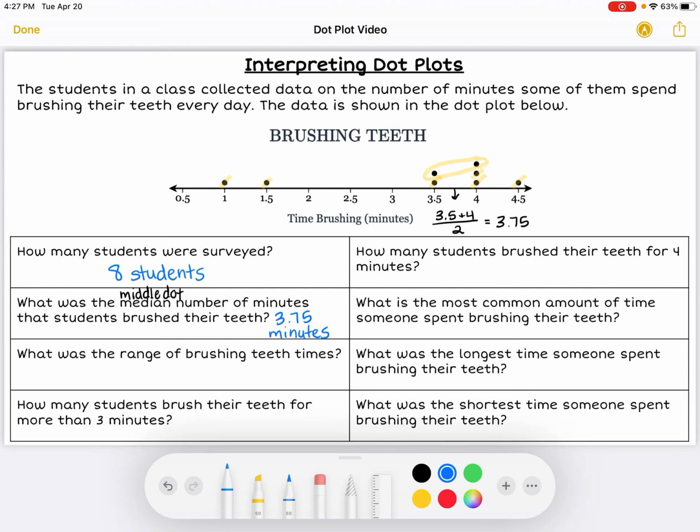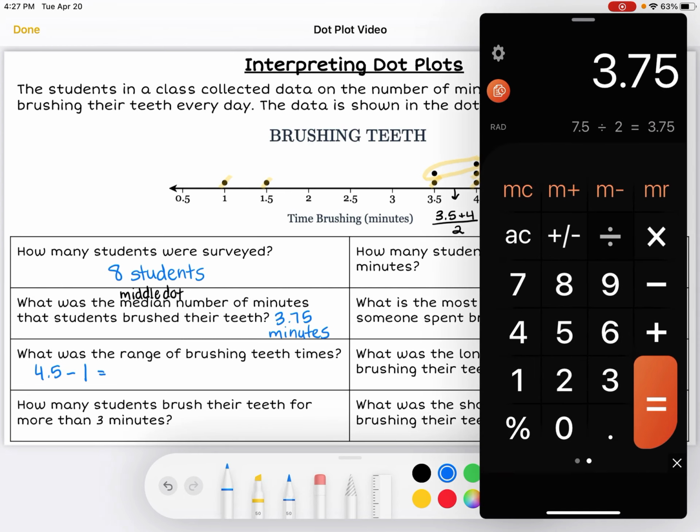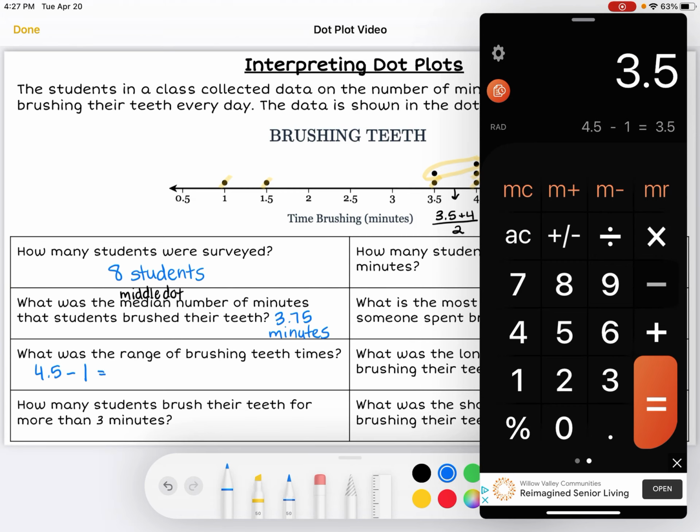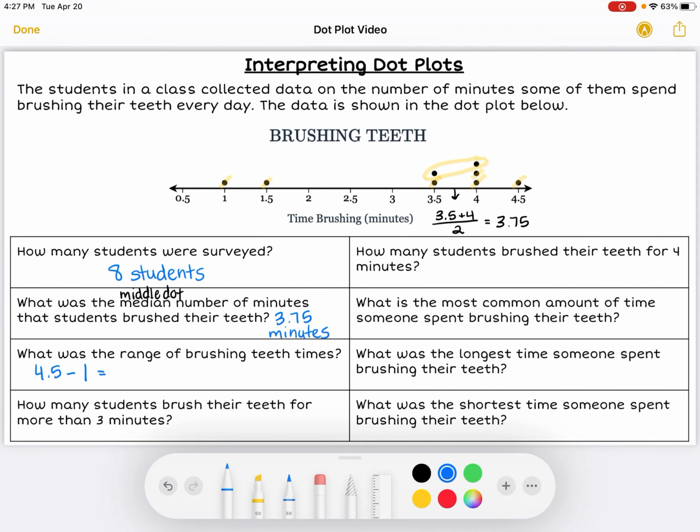So I'm going to start with the farthest right number where I see a dot, which is 4.5. And then I'm going to subtract the farthest left, the smallest number where I see a dot, which is 1. So the biggest data point minus the smallest data point. I'm going to do 4.5 minus 1. And if you need a calculator, you can. 4.5 minus 1 gives us 3.5. So the range of brushing teeth times is 3.5 minutes. So the data falls in a 3.5 minute range of values.